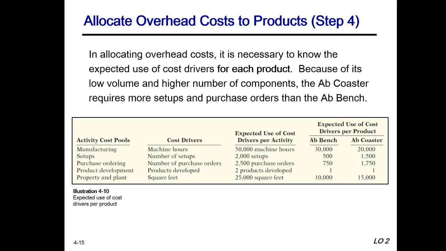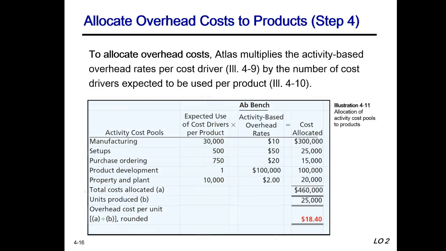Then with setups, you see the Ab Coaster has a lot more setups than the Ab Bench has. The ordering, we've got a lot more Ab Coasters, maybe because they're cheaper, than we do for the Ab Bench. Product development, and it looks like the Ab Coaster has more utilization of the square footage than we do with the Ab Bench. Next, after we do that, we're going to allocate those costs by the number of drivers per product.